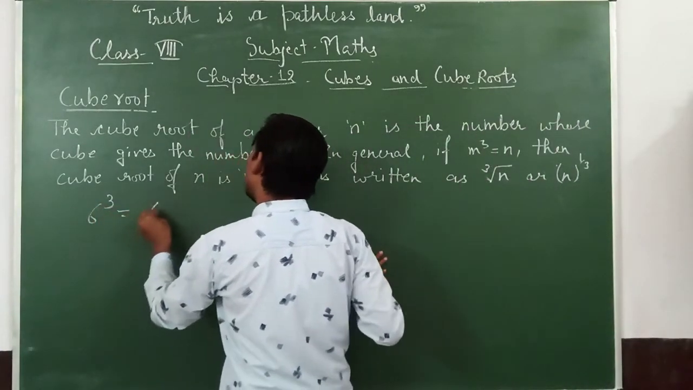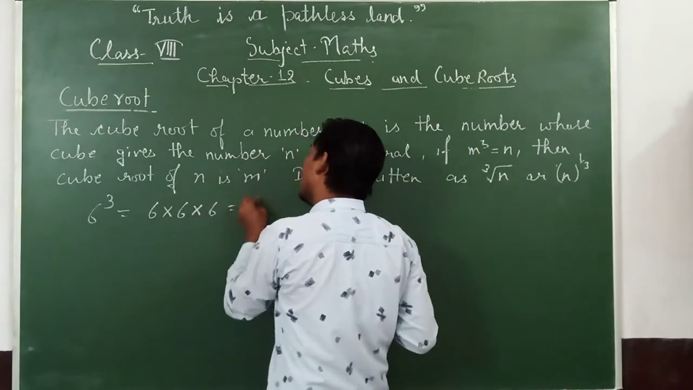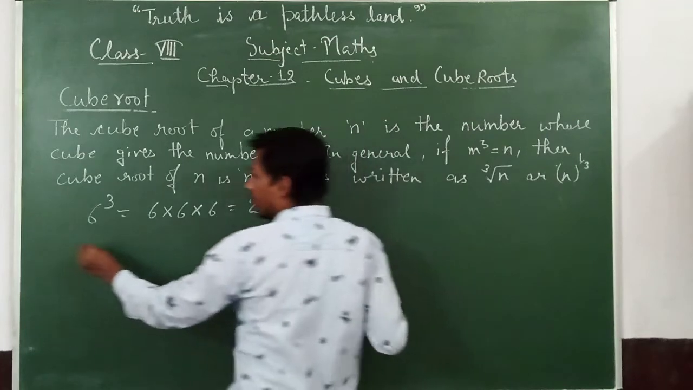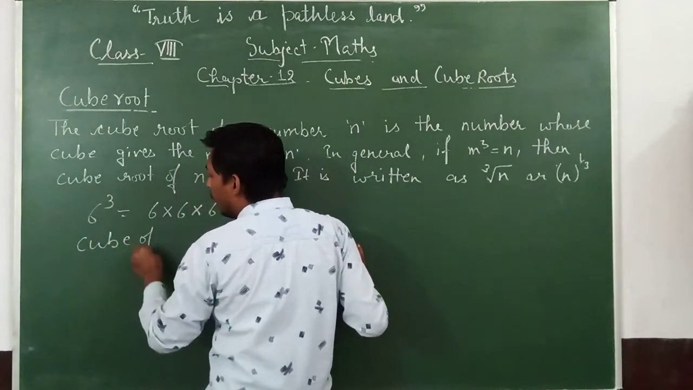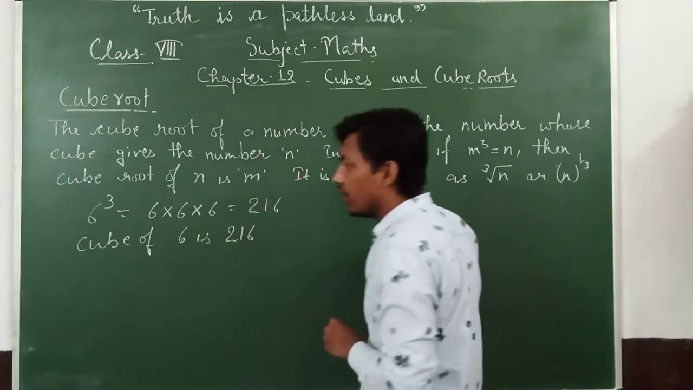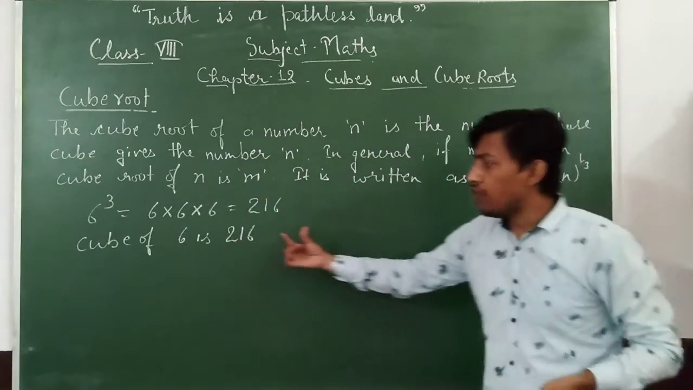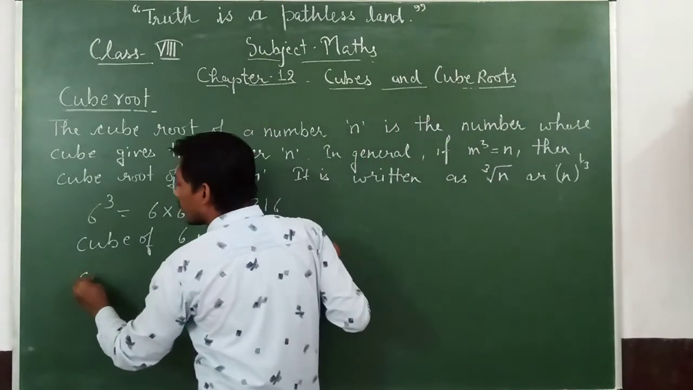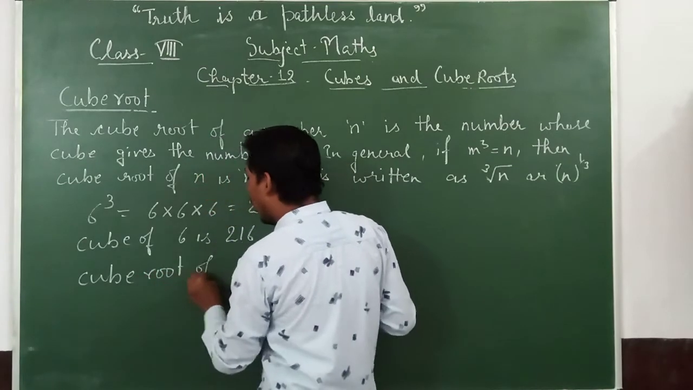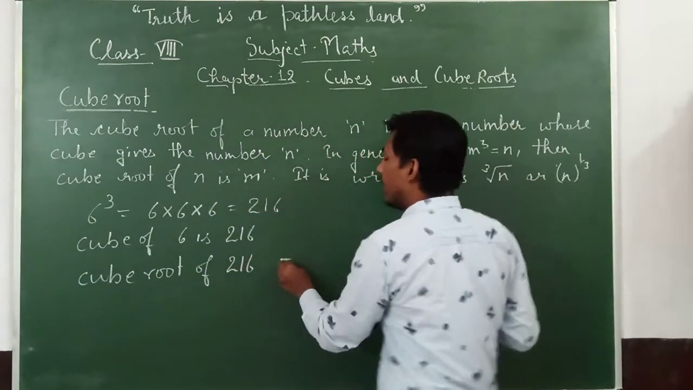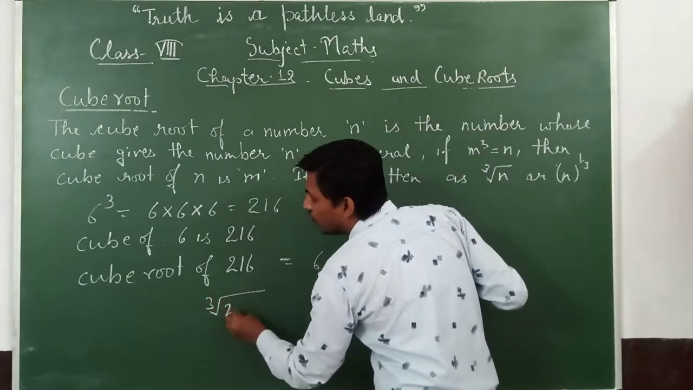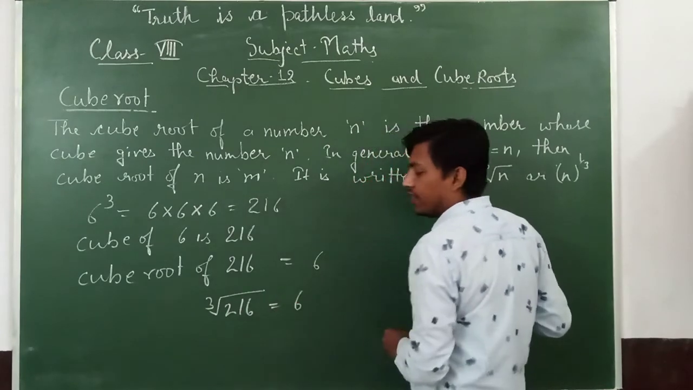6 cube is equal to 6 into 6 into 6, which is 216. That means the cube of 6 is 216. And in reverse, the cube root of 216 is 6, represented in symbols as cube root of 216 equals 6.